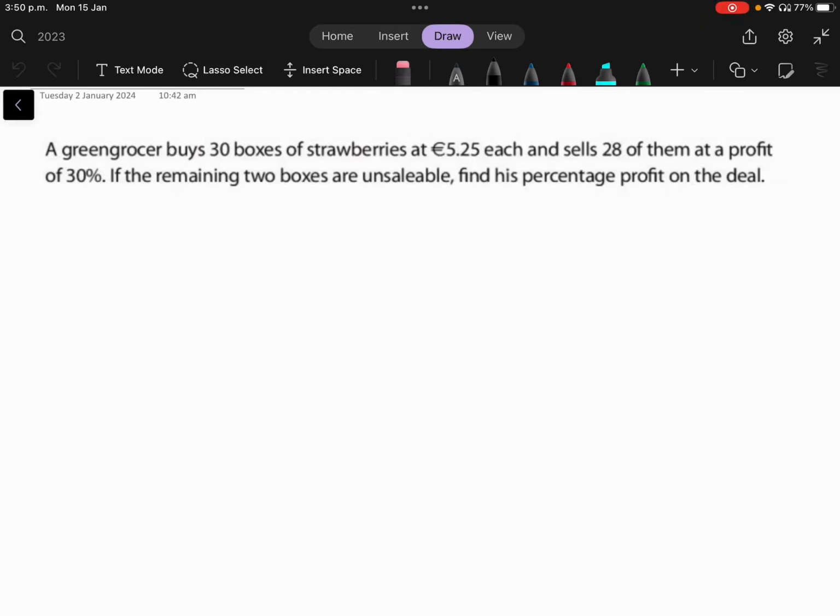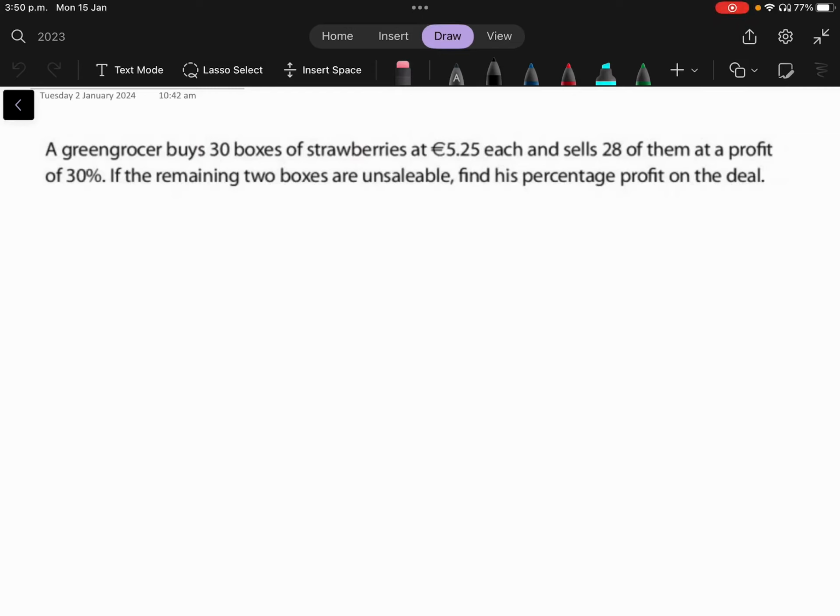Let's look at two problems of percentage profit. So the first question goes like this. A grocer buys 30 boxes of strawberries at 5.25 each and sells 28 of them at a profit of 30%. One thing we have to understand here is this 30% is for per box, okay?